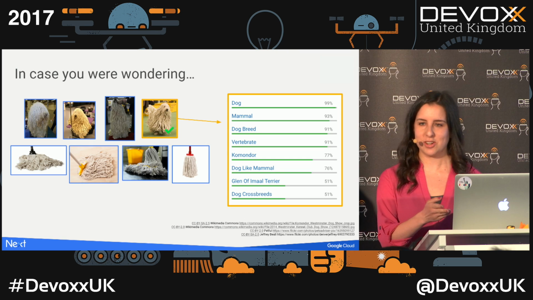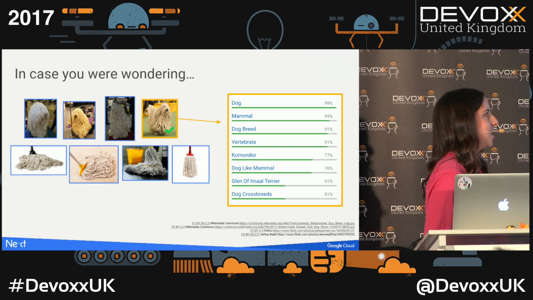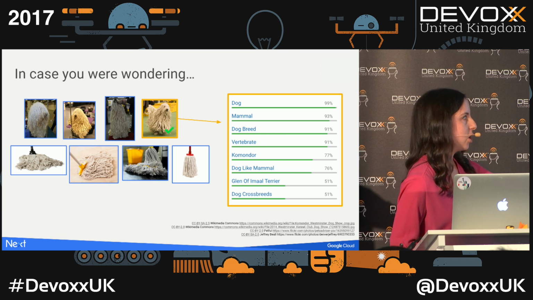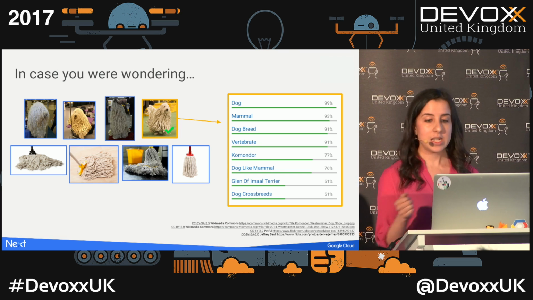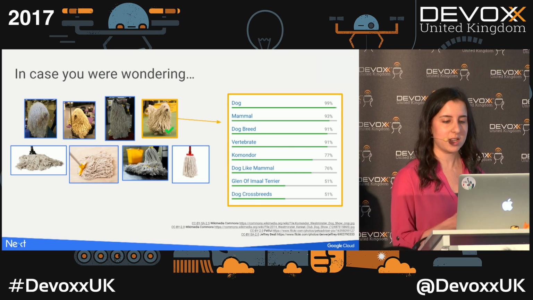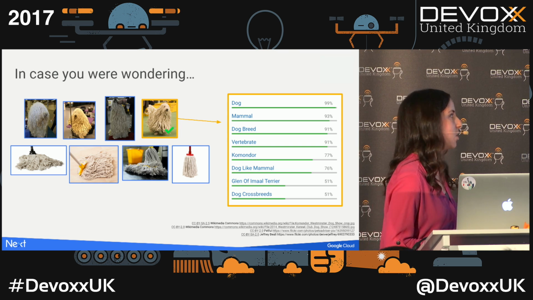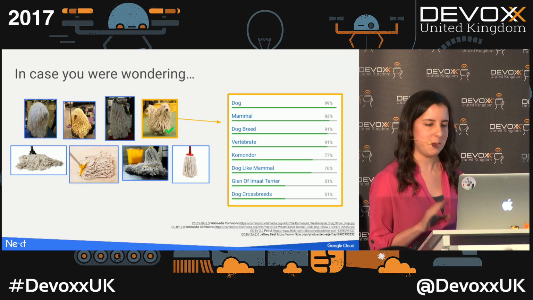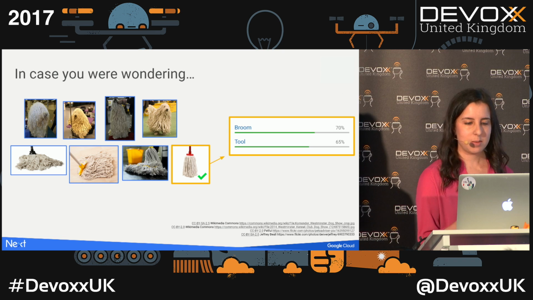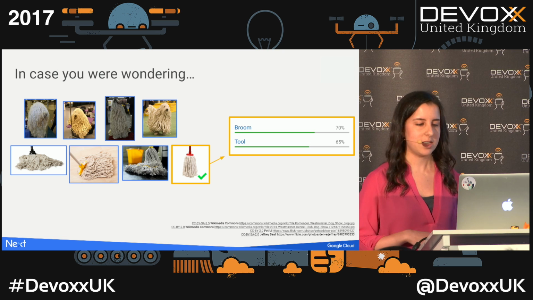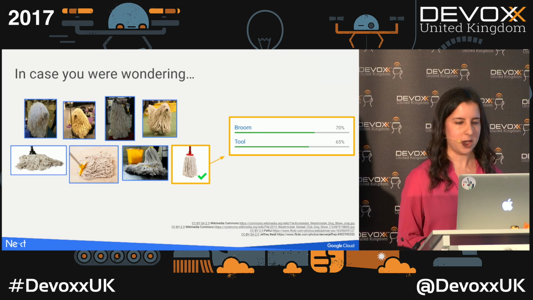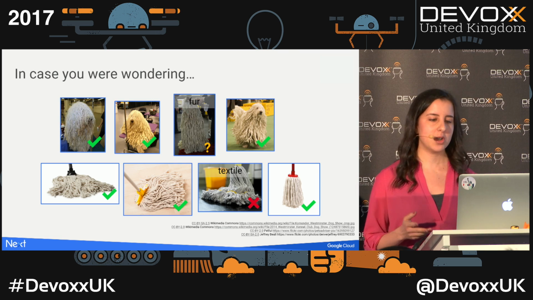Oh, and in case you were wondering how it performed on these dog and mop photos, this is the response for the dog picture all the way on the right. It was 99% confident that it is a dog, and it actually was 77% confident that it's a Commodore, which is the breed of dog that this is. I may be saying that incorrectly. For the mops, it was able to identify this one, 70% confidence that it's a broom or a tool.